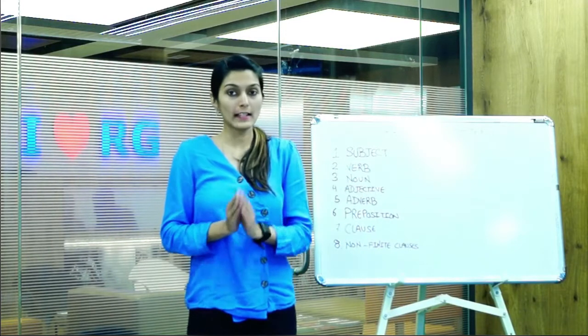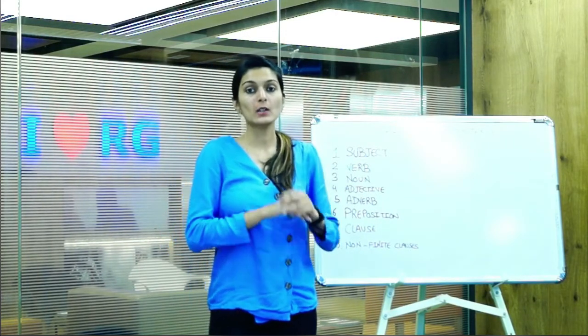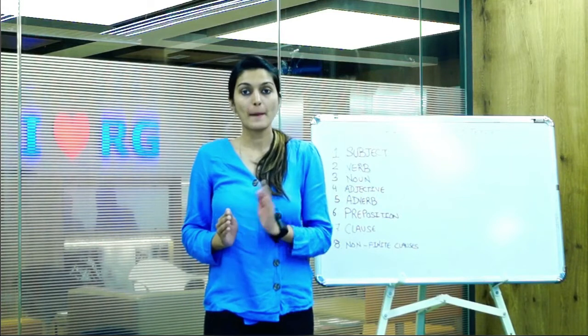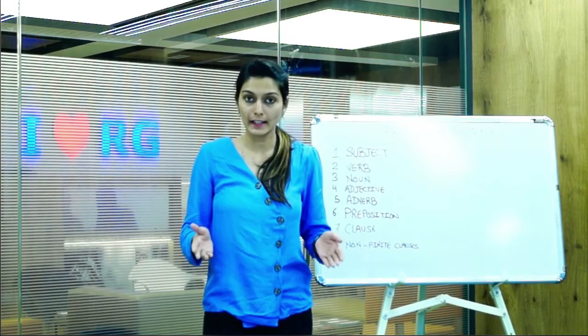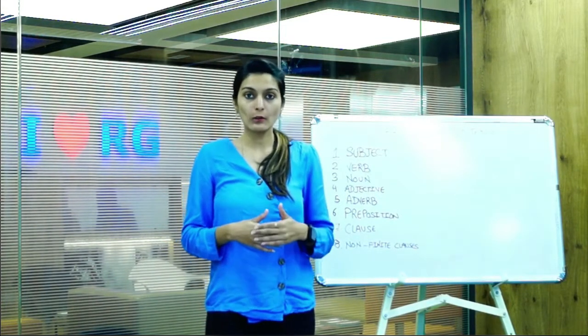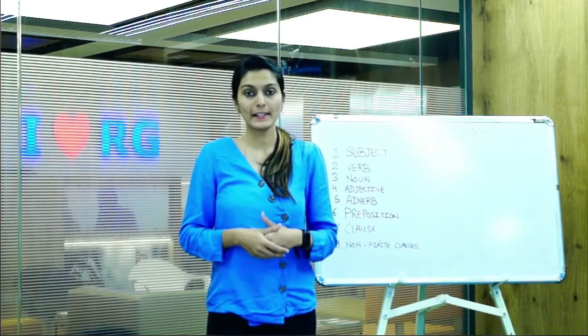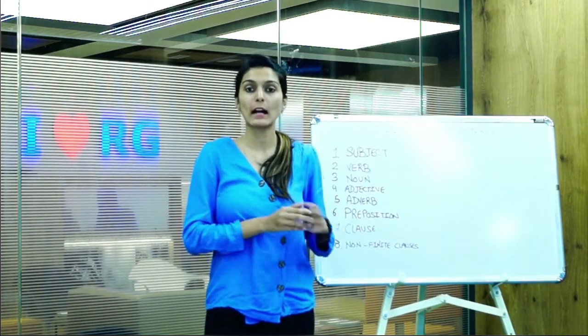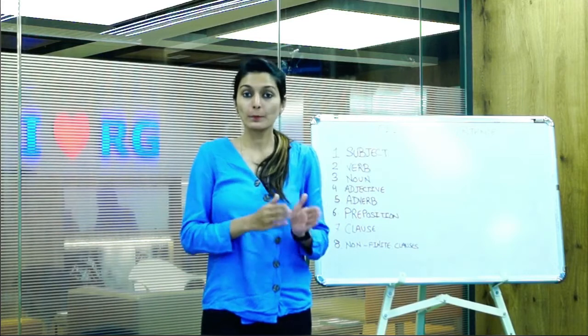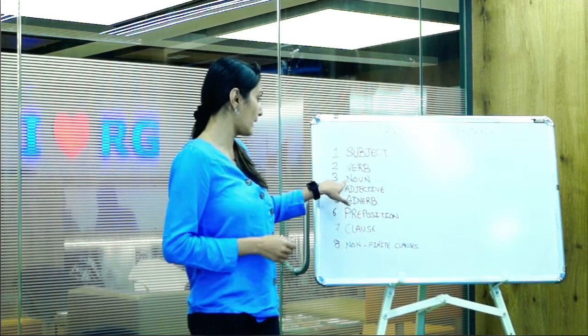Now, what is a noun? Noun is a particular name of a person, place, animal, thing. It could be common noun, proper noun, material noun, abstract noun, or you can say countable, uncountable noun, groups of nouns. So there are various types of nouns.